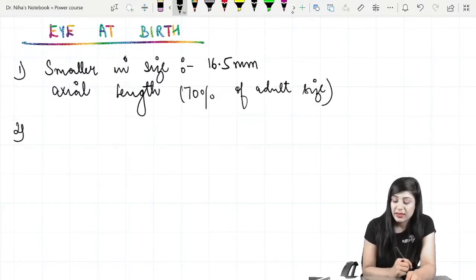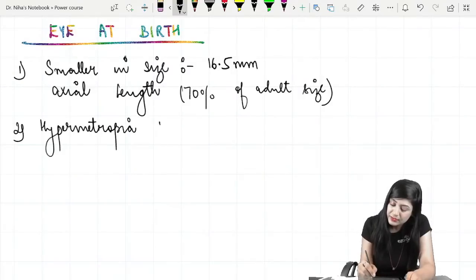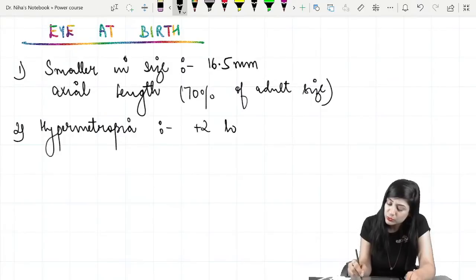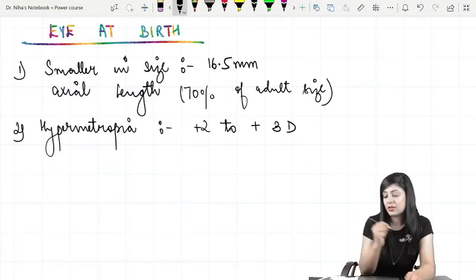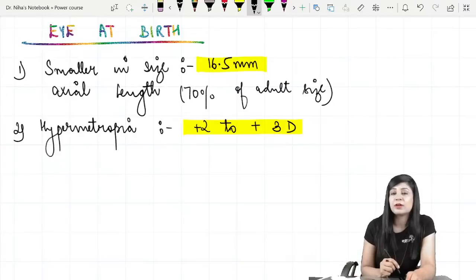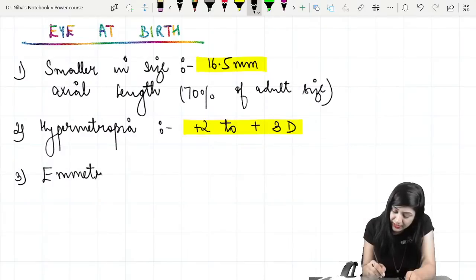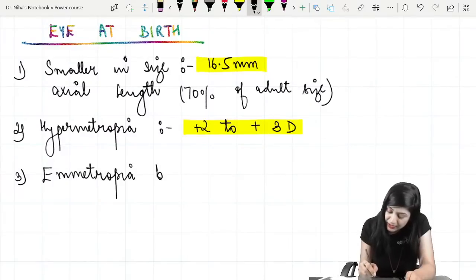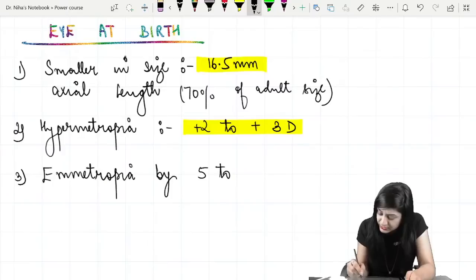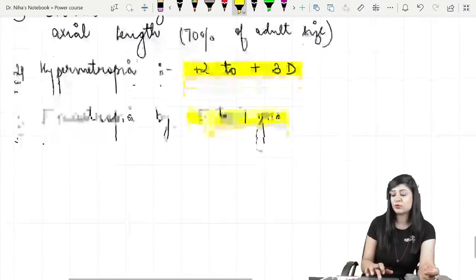Number 2. If the size is small, therefore, as I told you, the refractive status is hypermetropia, about +2 to +3 diopters. The hypermetropia which is present at the time of birth is +2 to +3. And finally, it will get emmetropia by the age of 5 to 7 years.